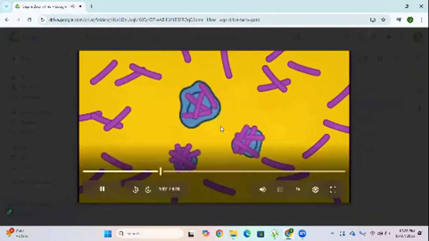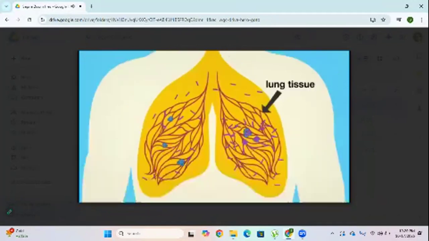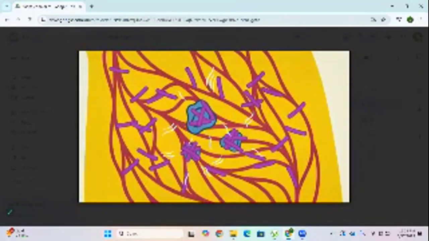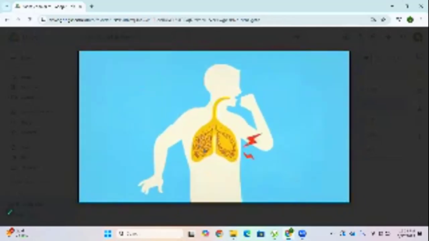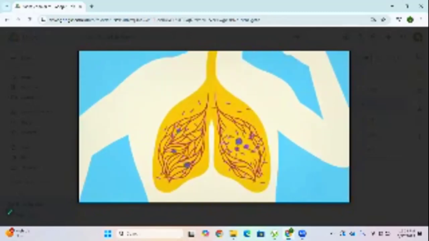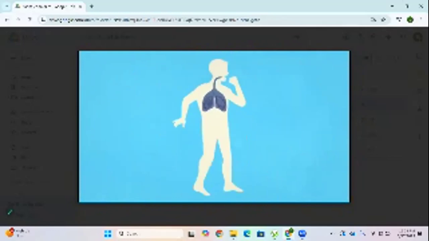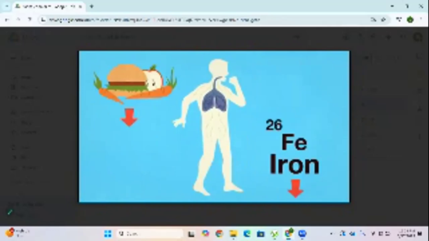form colonies in the surrounding lung tissue. As they infect more cells, the bacteria employs cell-degrading enzymes that destroy the infected tissue, triggering chest pain and causing patients to cough up blood. The damage to the lungs leads to oxygen deprivation. This begins a flood of hormonal changes, including a decrease in appetite and iron production.